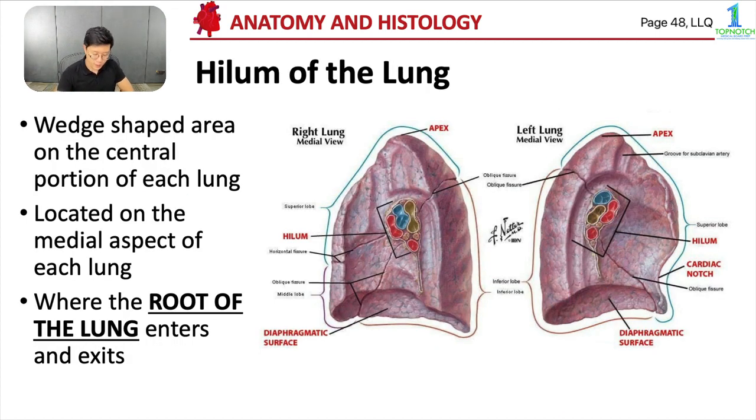So the hilum of the lung is the wedge-shaped area on the central portion of each lung. So this is the hilum. It is located on the medial aspect of each lung, and it's where the root of the lung enters and exits. So take note, magkaiba yung hilum of the lung sa root of the lung. Itong structures na to, ito yung root. Pero itong area na to, yan yung hilum.